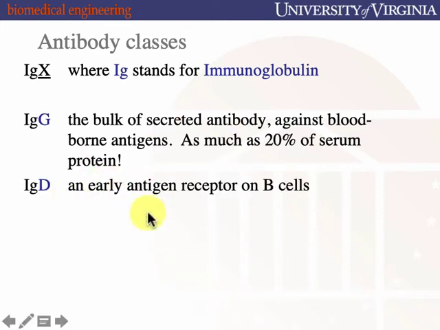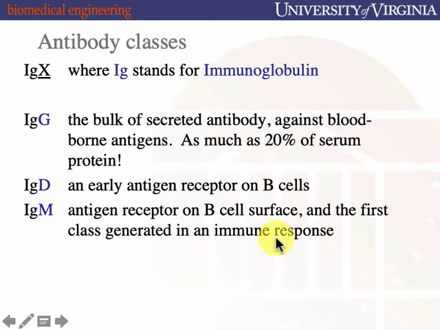IgD is an early antigen receptor on B cells. So eventually that B cell will recognize its cognate antigen and will become activated to differentiate into a plasma cell and make an IgG. That receptor, the IgD that will eventually turn into a produced IgG, they have the same variable region, right? It is the early or primordial IgG, before it really turns into IgG, okay? So it's an early antigen receptor on B cells.